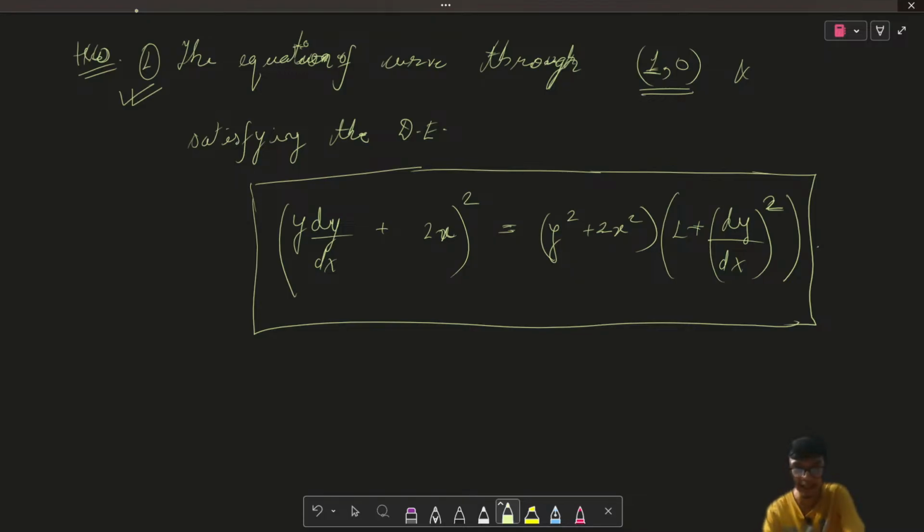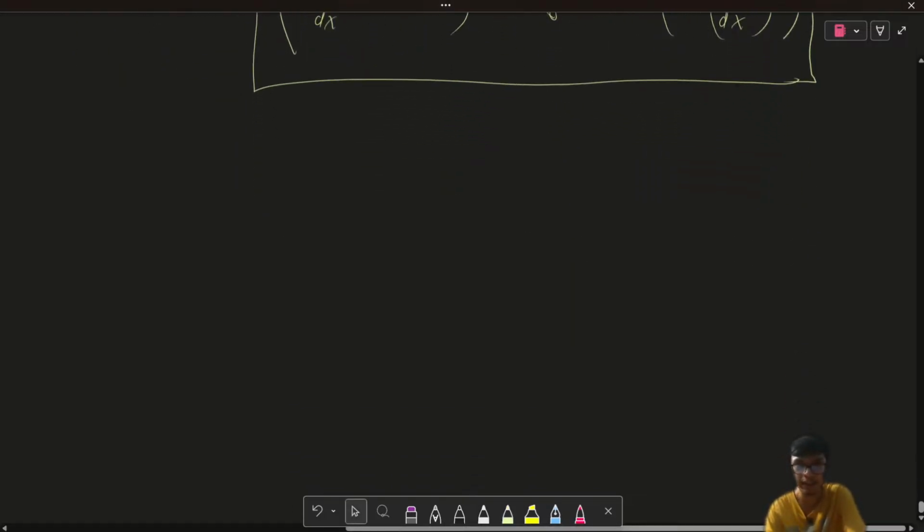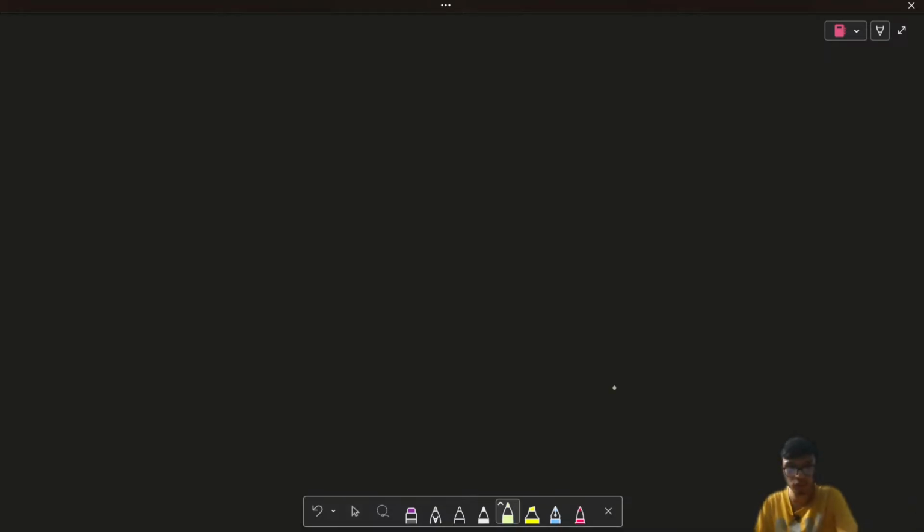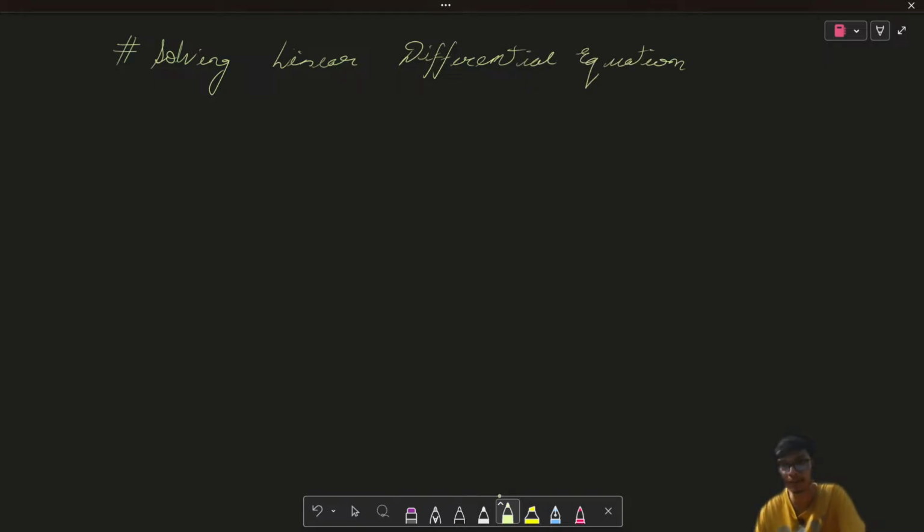Before that, let us try to understand how to solve a linear differential equation, right? So today, the scope of this session is basically solving the most important part of differential equations, that is linear differential equations. Okay, so let us see how to solve a linear differential equation. Now please note that we are only going to solve linear differential equations of order 1 and degree 1.